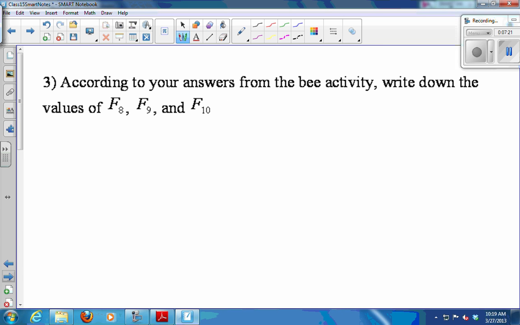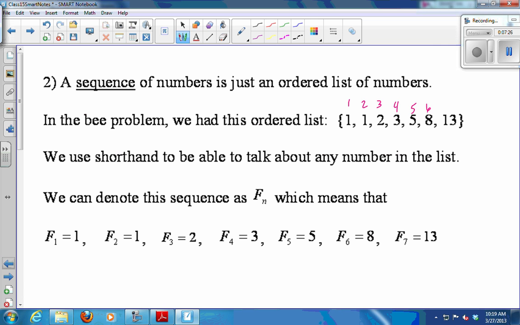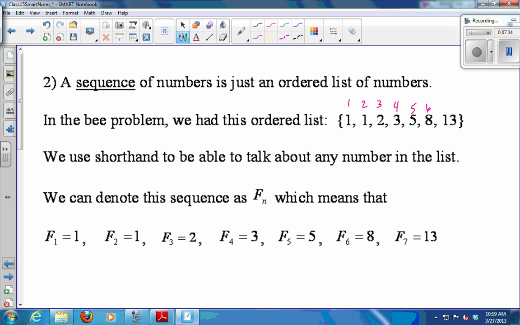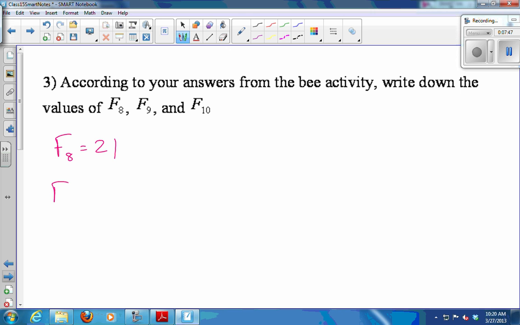So according to my answers from the B activity, F8 would be 21. No, because when we wrote down the B's, that was generation 0, but it's F1, the first number in the list, so they're all off by 1. Okay. So F8 is 21, F9 is 34, F10 is 55.